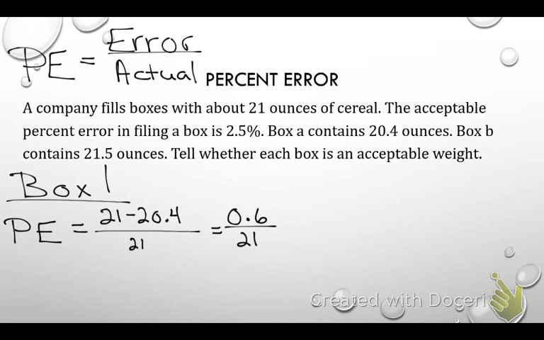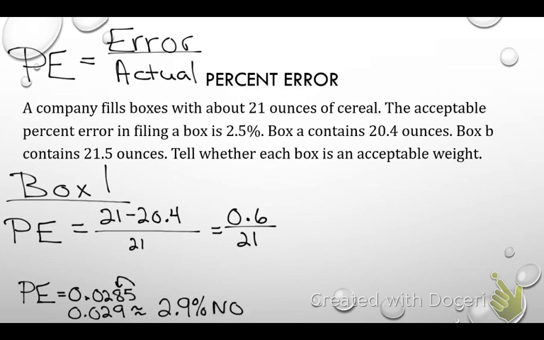You are always going to get a really long decimal with these problems. How many decimal places do you need to go out? 4. Go ahead and do that and round it, and then you tell me yes or no, does it fall within the error margin? So did you get 0.0285? The 5 rounds the 8 to a what? 9. So this is 2.9%. No. That's outside of 2.5%.